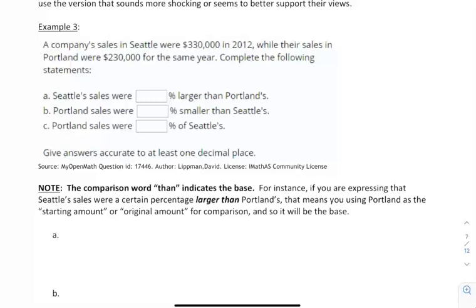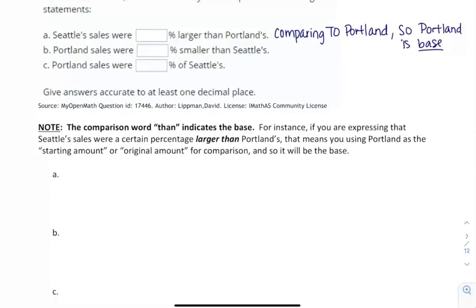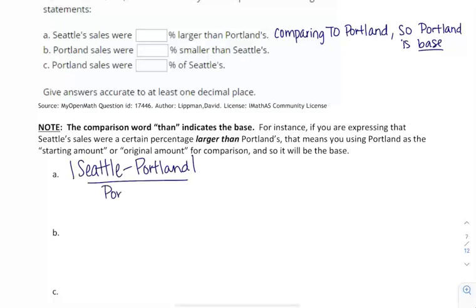So for this first one, Seattle sales, we are comparing to Portland. And so Portland would need to be the base, or that original. If we wanted to do this problem, if we look down here at the bottom, there's some space. We would do Seattle minus Portland, and we would divide by Portland because of the way it's worded. That "than" is telling you that we're comparing to Portland. That's the original.